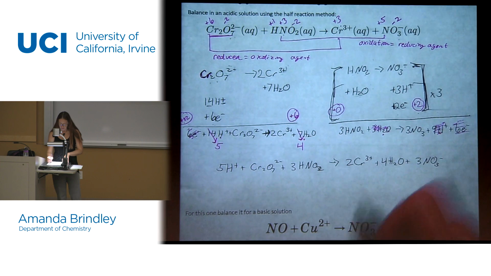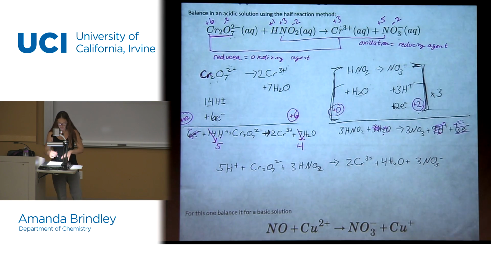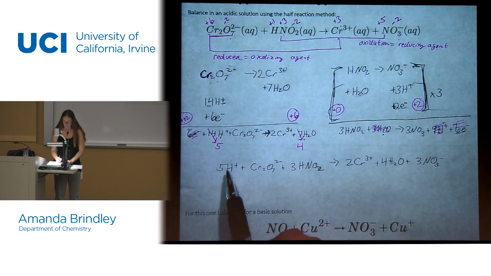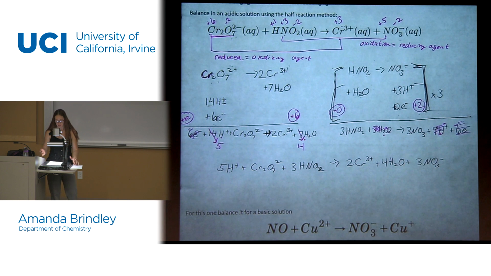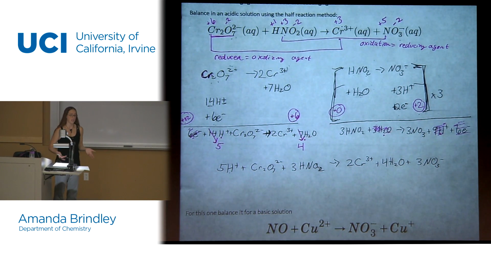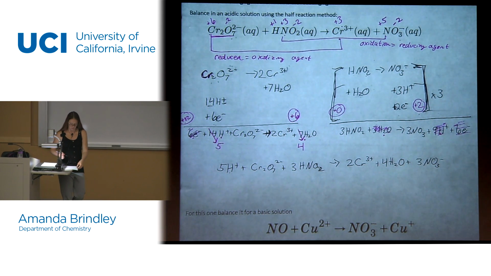So quickly go back, check everything, say okay, we got it, make sure everything makes sense. Double check your waters, make sure you don't have waters on both sides, make sure you don't have hydrogens on both sides, and we should be all set. It's always good to go back as a double check and make sure that everything is actually balanced. I'll let you do that at home.